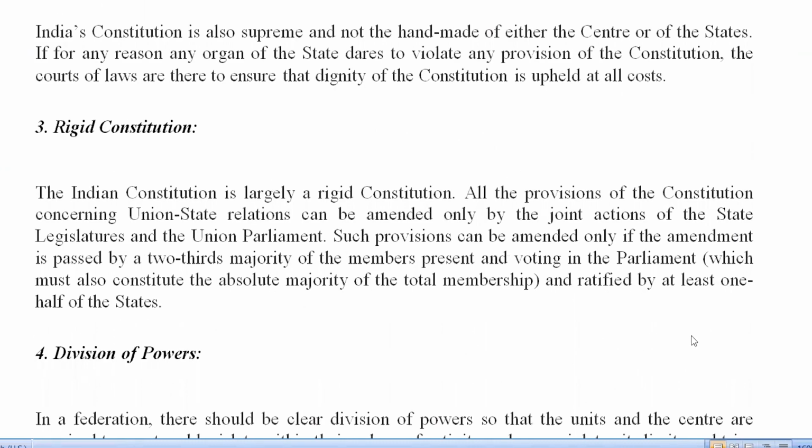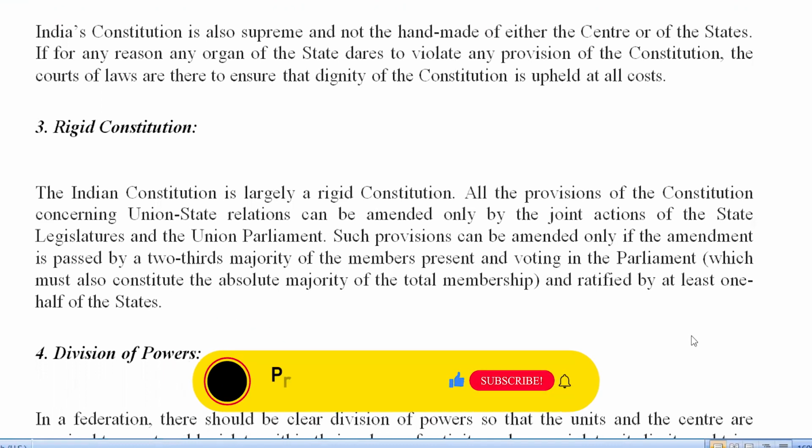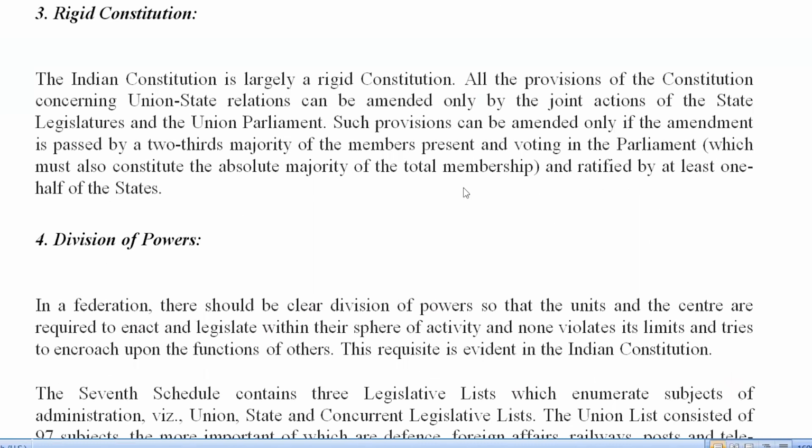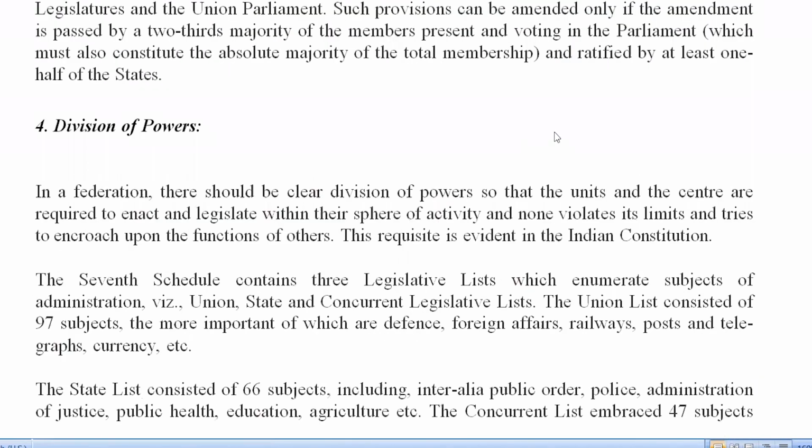It is a rigid constitution. The Indian Constitution is largely a rigid constitution. All the provisions of the constitution concerning union-state relations can be amended only by the joint action of the state legislatures and the union parliament. Such provisions can be amended only if the amendment is passed by a two-thirds majority of the members present and voting in the parliament, which must also constitute the absolute majority of the total membership, and ratified by at least one-half of the states.